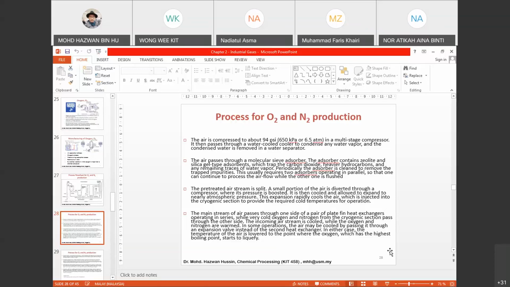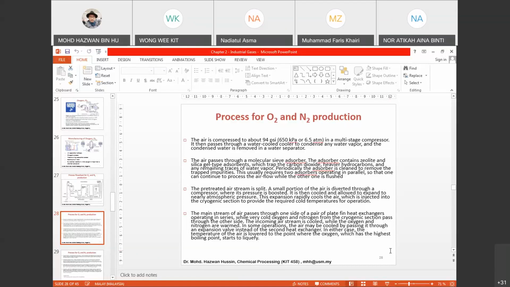Periodically, this adsorber needs to be cleaned or removed, to maintain the purity. So this usually requires two adsorbers operating in parallel, so that if one adsorber fails, you have another as a backup, just for double assurance. The pre-treated air will be split, and a portion of the air is diverted through a compressor, where its pressure is boosted. Then it is cooled, and then allowed to expand to nearly atmospheric pressure. This expansion rapidly cools the air, which is injected into the cryogenic section to provide the required cold temperature for the operation.